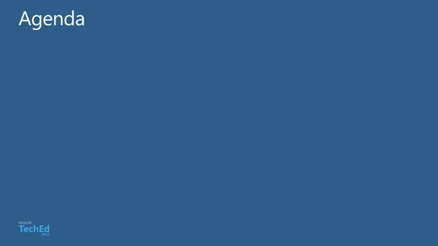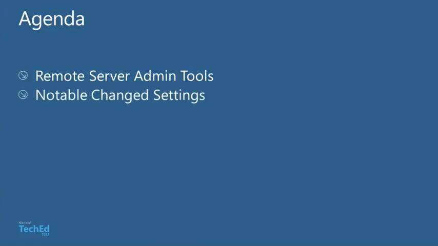So what am I going to talk about? First thing I'm going to talk about, really quickly, some new stuff with remote server admin tools. This is just general goodness with remote server admin tools, just to get you going with group policy. Not a lot there, but notable changed settings. There's a couple of settings that have changed or have been removed. I'm going to talk about ways to work around that. You might be happy that they're gone, but you also might be sad, like, okay, it's gone, but what do I do now?